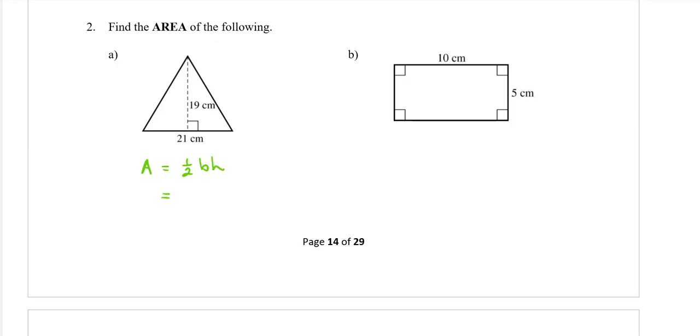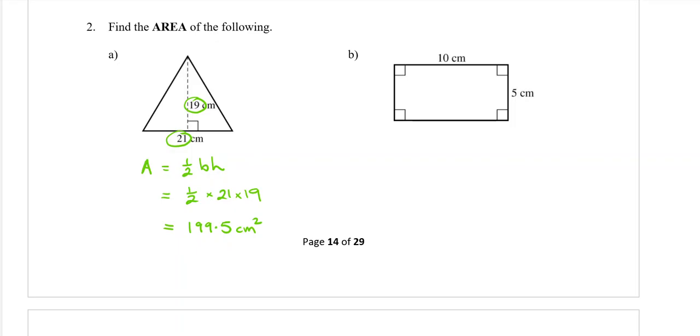The second line of working out is that you want to substitute into that formula. The b and the h, which is the base and the height, the base can be 21 and the height will be 19. So we'll have half times 21 times 19. And then the third line is that you want to calculate what that is equal to. So in your calculator, it equals 199.5 centimeters squared because it's area.